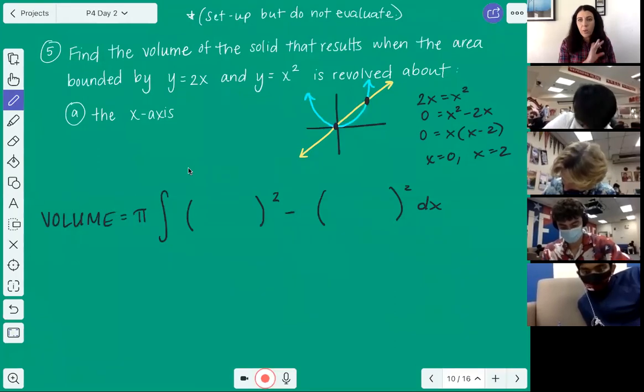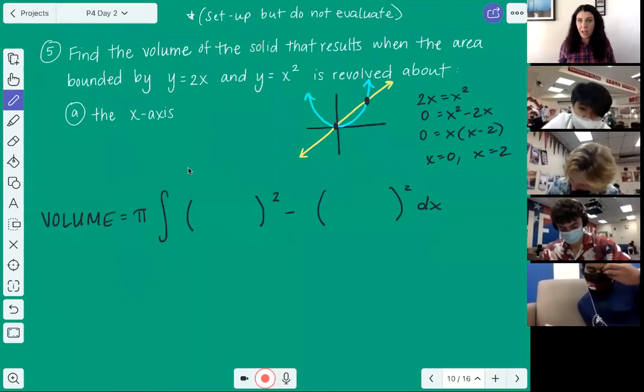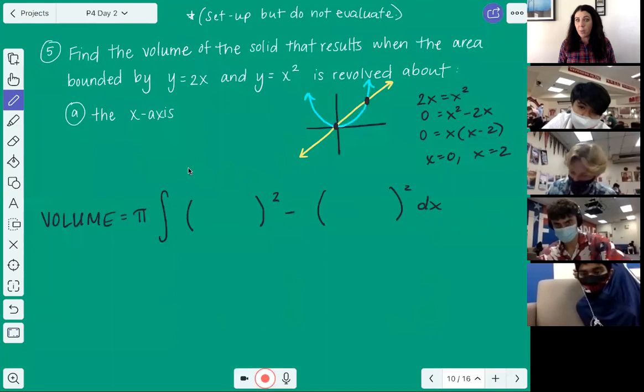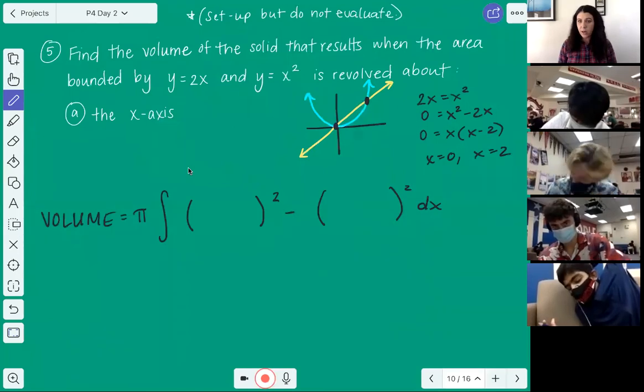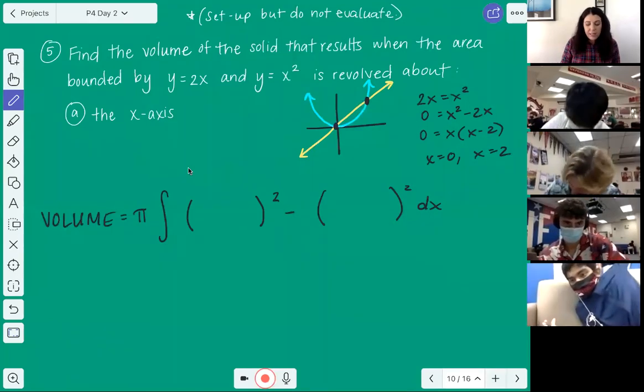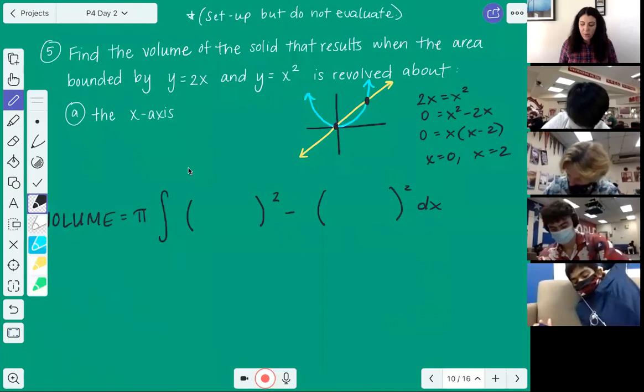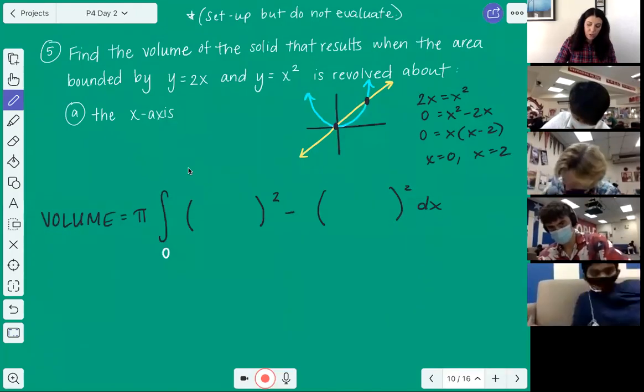Okay, always, always, always, if you're talking about rotating something around something else or revolving something, always write this down first because this is going to help you get points. Make sure you have parentheses something squared minus parentheses something squared. Now to fill this in, we found our bounds. So our bounds are going to go from 0 to 2.